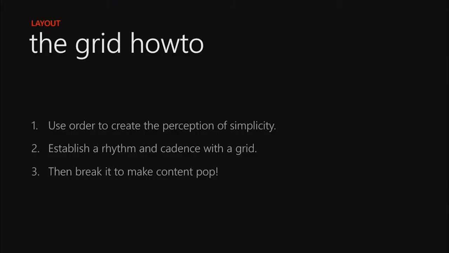One, use order to create the perception of simplicity. We realize that your application is not actually simple, that you've got data calls coming in, tons of different content, tons of different menu items. But if you put it all in a nice layout using our controls, our system tray, and our app bar, we have put a lot of user research and a lot of work into trying to create a system that will be simple and functional for the user.